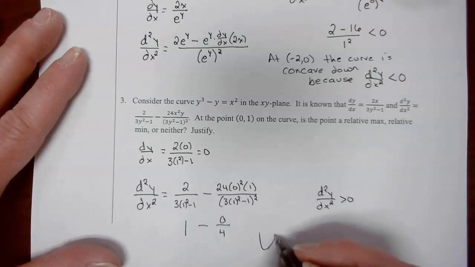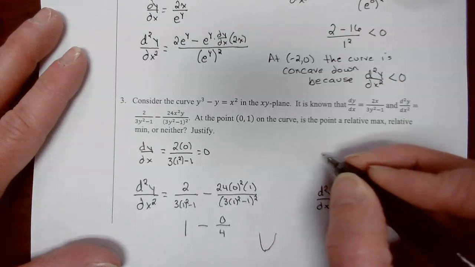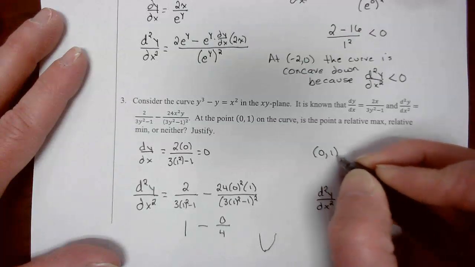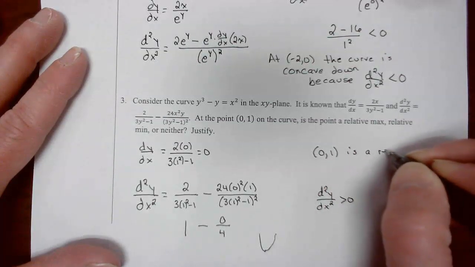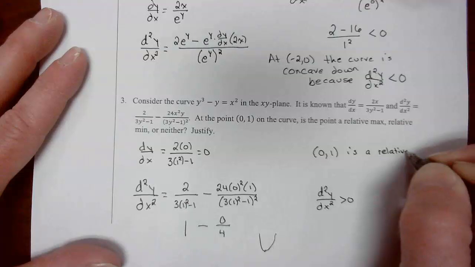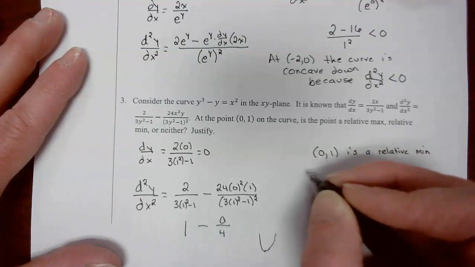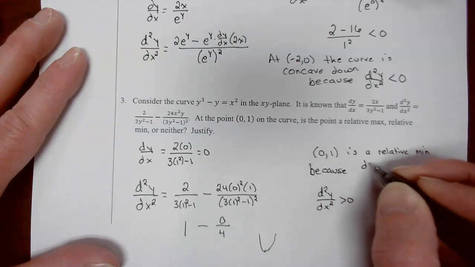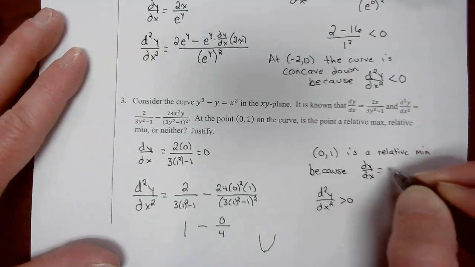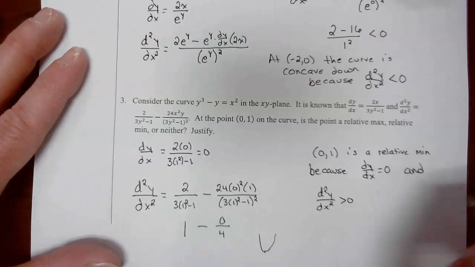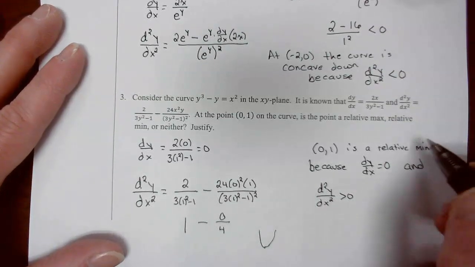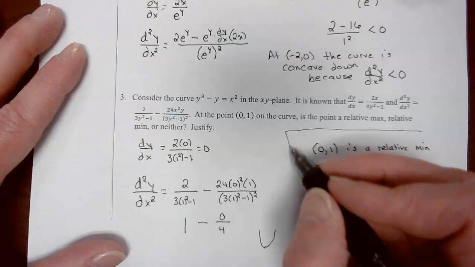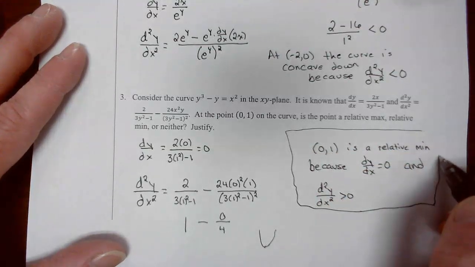So concave up means that (0, 1) is a relative minimum because, and I'm going to say two things here, because dy dx equals 0 and the second derivative is greater than 0. So I'm going to include both of those in my explanation.